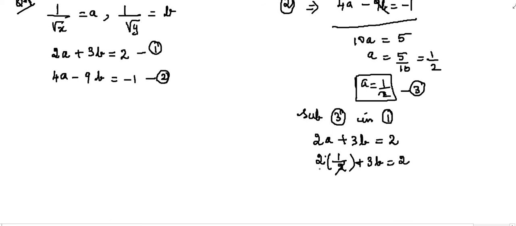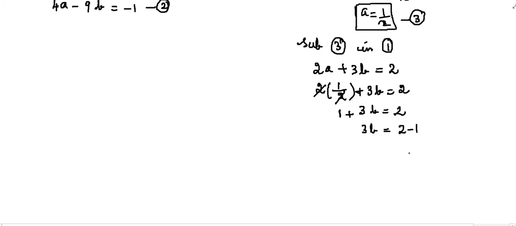So 2 will get cancelled. So I have 1 plus 3b is equal to 2. 3b is equal to 2 minus 1. That is 3b is equal to 1. b is equal to 1 by 3. So I have a is equal to 1 by 2, b is equal to 1 by 3.